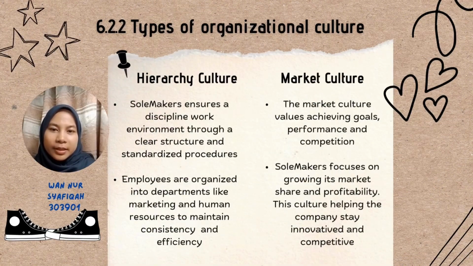6.2.2 Types of organizational culture. The culture of an organization has an impact on everything it does. There are 2 types of organizational culture that are prevalent at Solemakers. The first one is hierarchy culture. Solemakers ensures a disciplined work environment through a clear structure and standardized procedures. For example, employees are organized into departments like marketing and human resources to maintain consistency and efficiency.